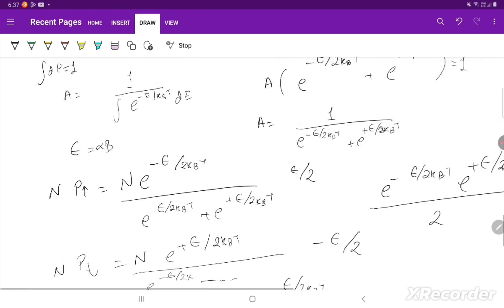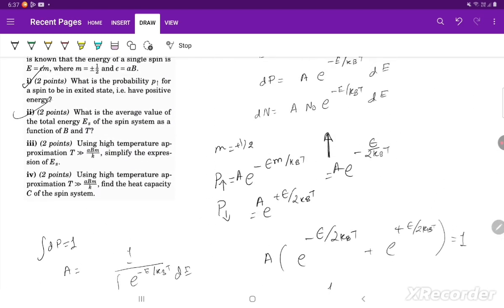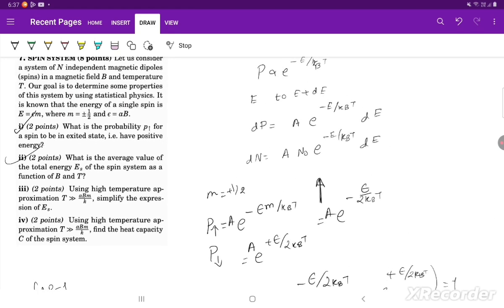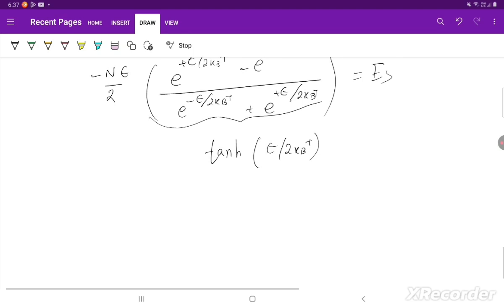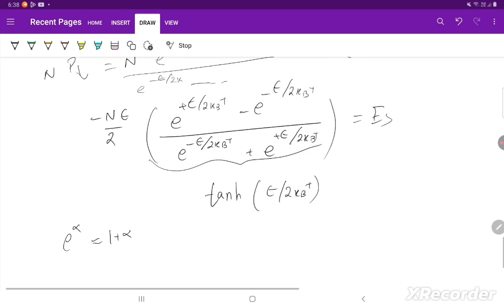Then the third question says that at high temperature, approximately T much greater than alpha B m by k, so basically you have to take T to be so high that the above numerator factors, that is alpha B by k, are very negligible, and here k actually represents the Boltzmann constant. And m is the spin quantization, basically m is plus minus half. You have to simplify the expression Es. You know that for small alpha, e to the alpha is written as 1 plus alpha. Basically, we will be applying the same.